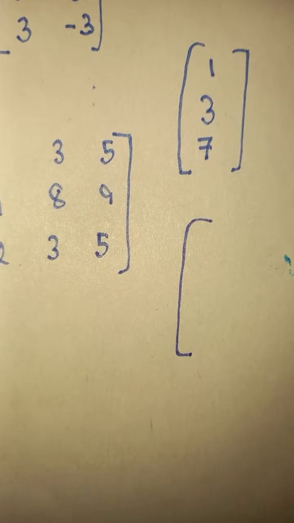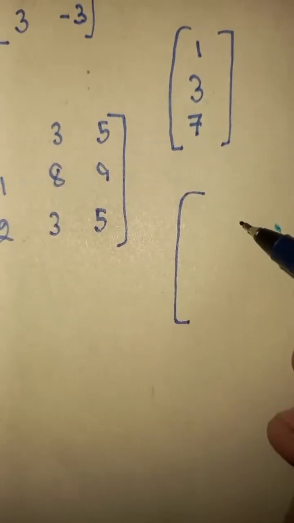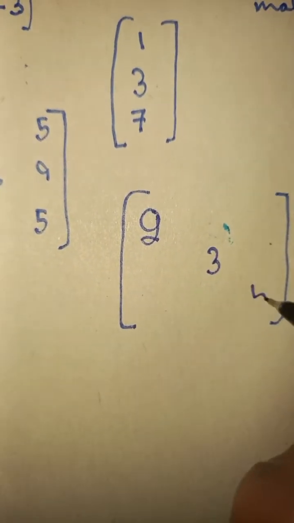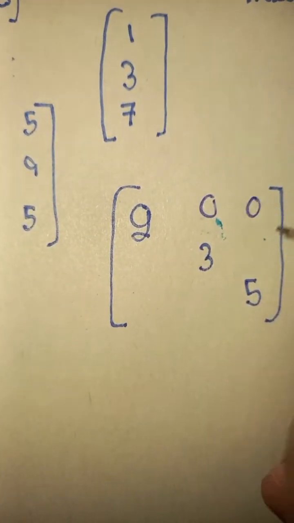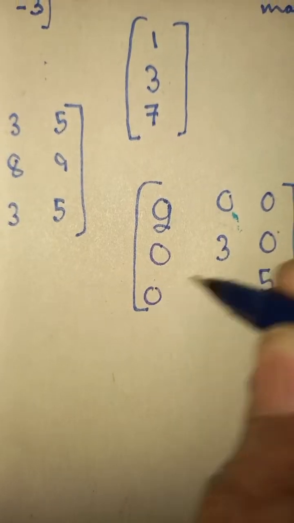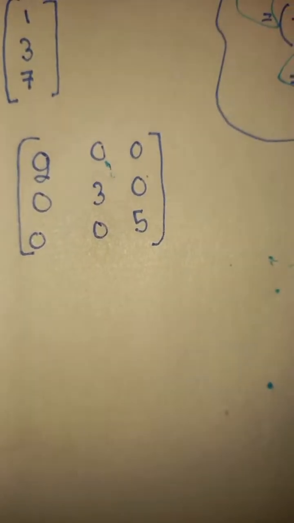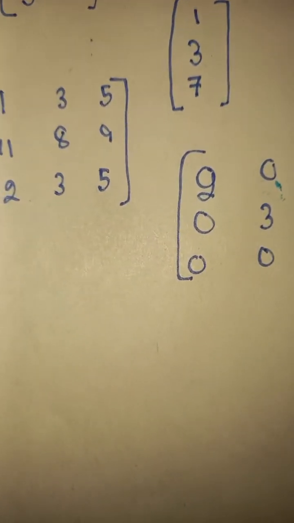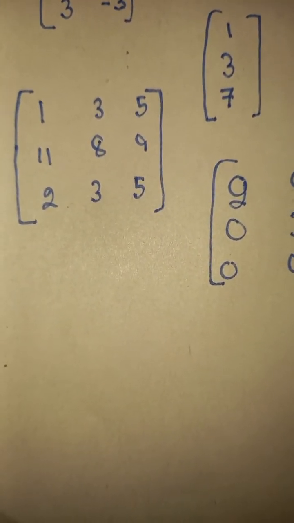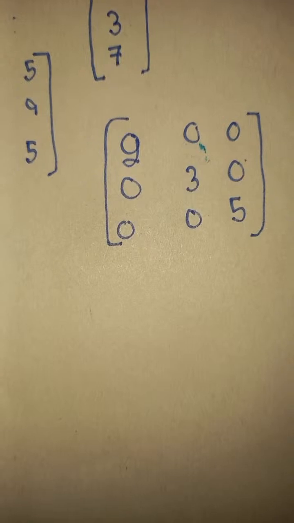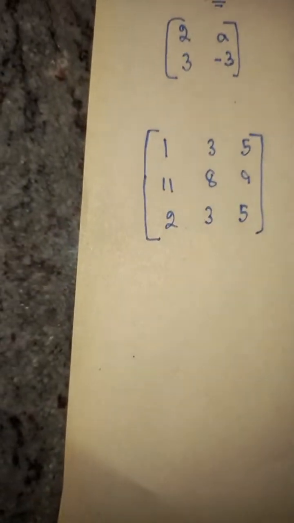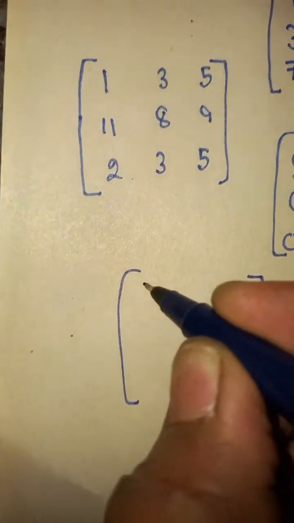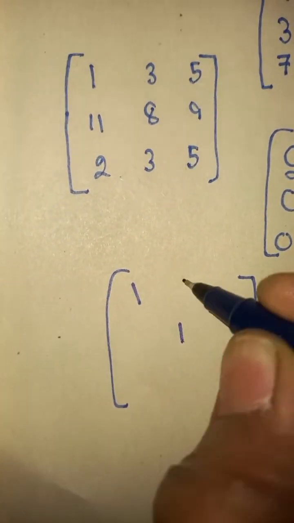First one is known as a diagonal matrix. This one is like this. All the non-diagonal elements become zero. That is known as a diagonal matrix. And among diagonal matrices, where all diagonal elements are equal, that is known as a scalar matrix. And among that, where all elements are equal to one, that is known as an identity matrix. Here they give what an identity matrix is.